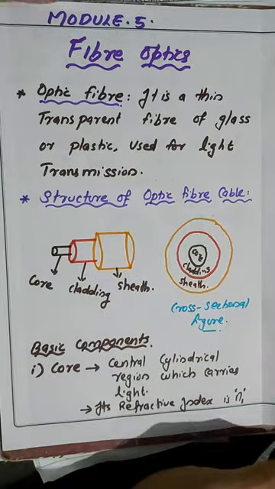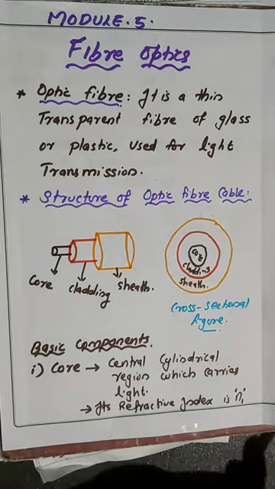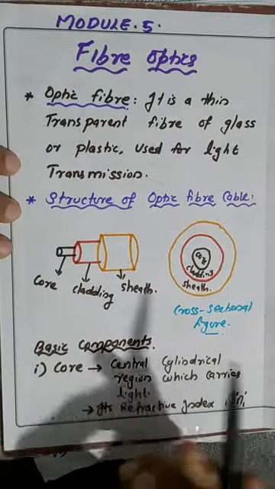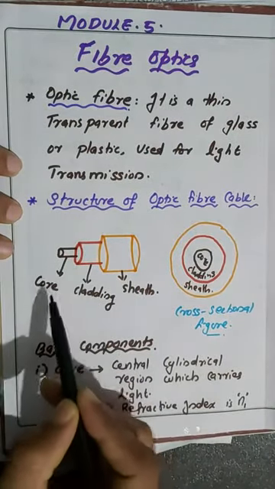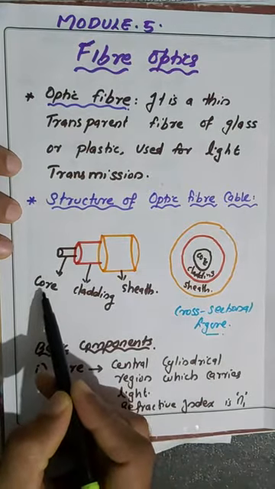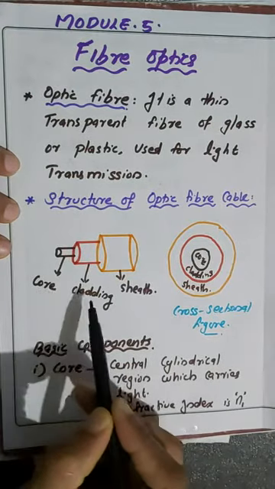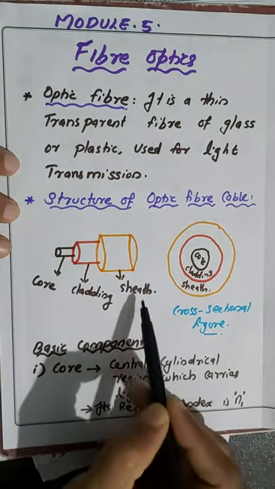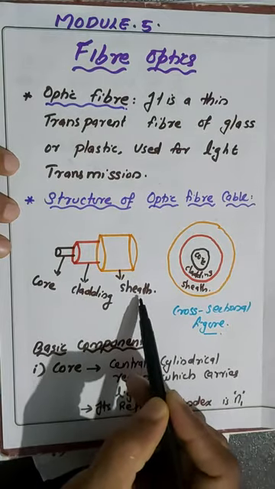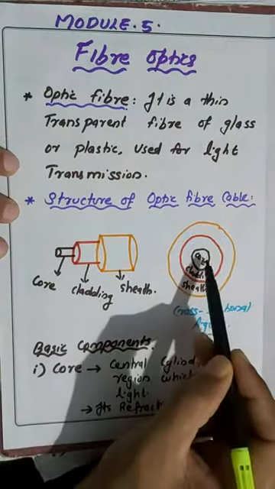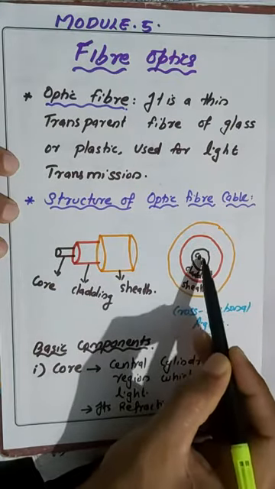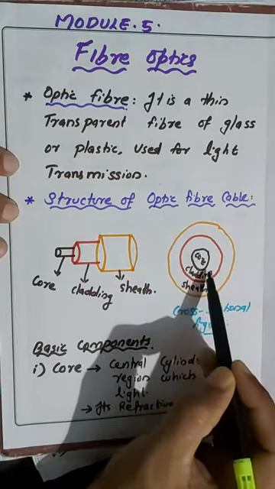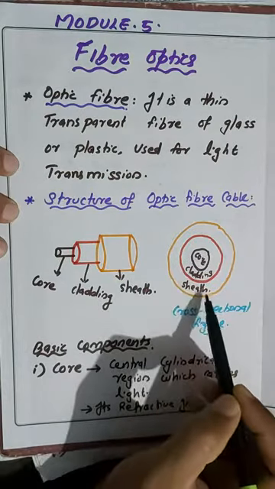Then the structure of optic fiber cable. Okay, the basic concept is the structure of optic fiber cable. The central cylindrical region of the optic fiber is the core. The region covering the core is the cladding. The layer over the cladding is the sheath. In the cross section, the central region is the core, the cover layer over the core is the cladding, and the outer layer is the sheath.